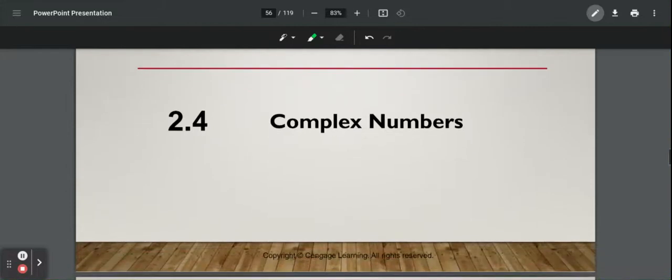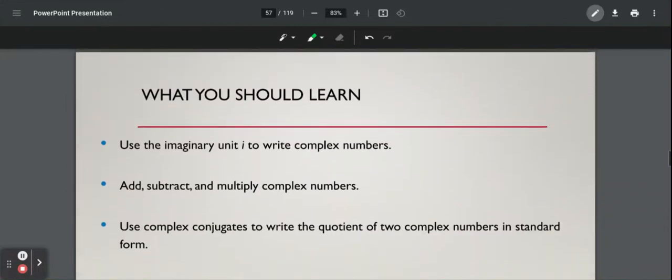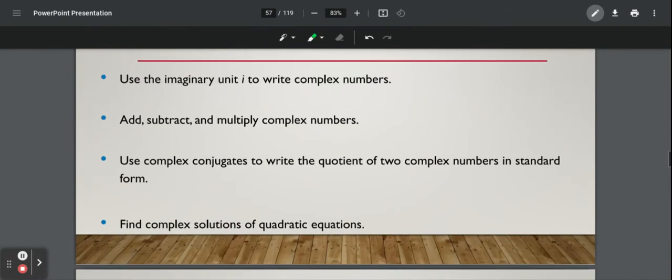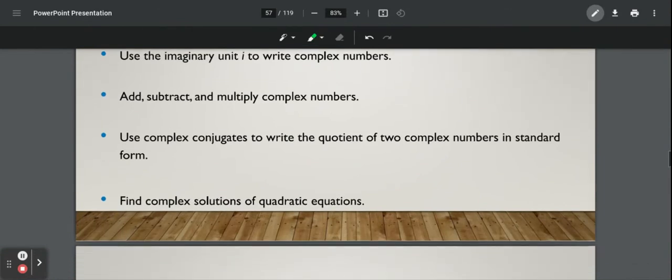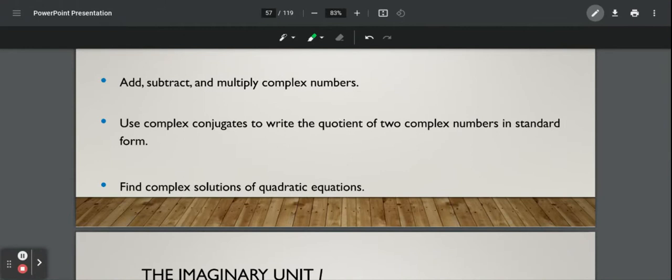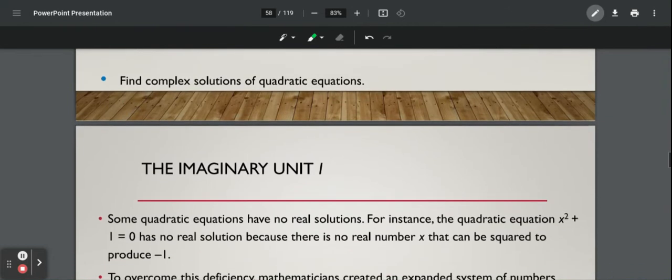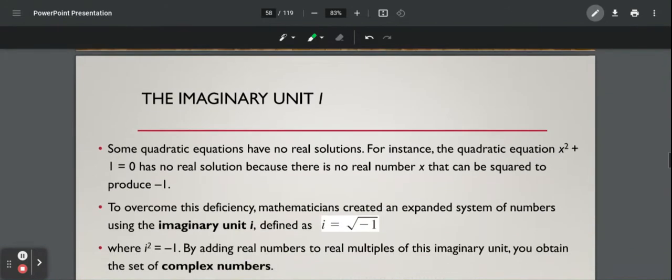So section 2.4 talks about complex numbers. And what we're going to talk about here is using the imaginary unit i to write complex numbers, add, subtract, and multiply complex numbers, use complex conjugates to write the quotient of two complex numbers in standard form, and to find complex solutions of quadratic equations.